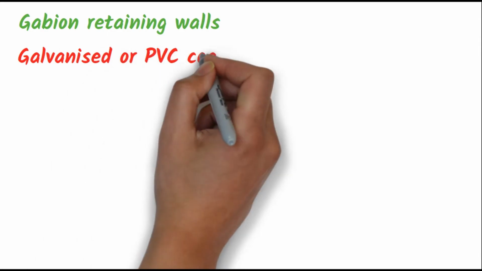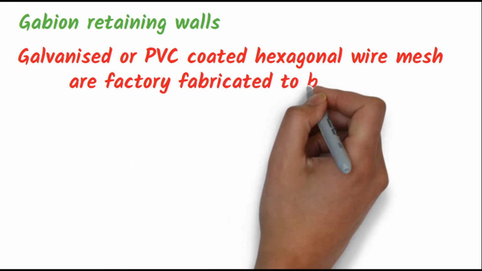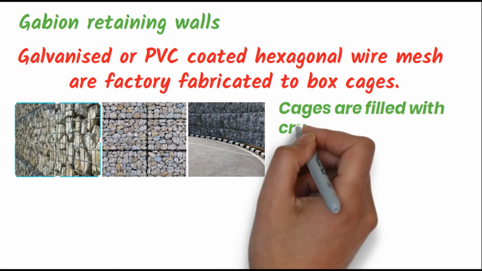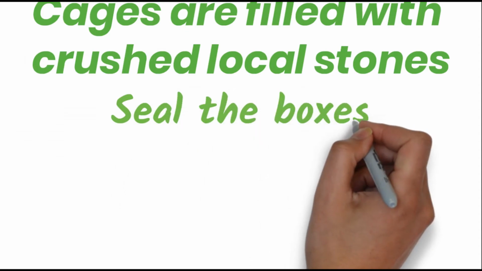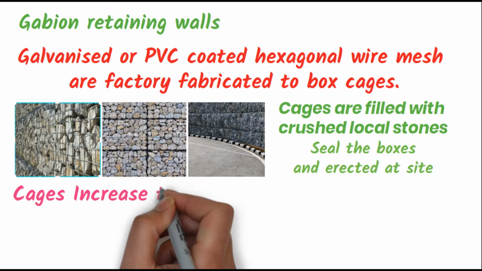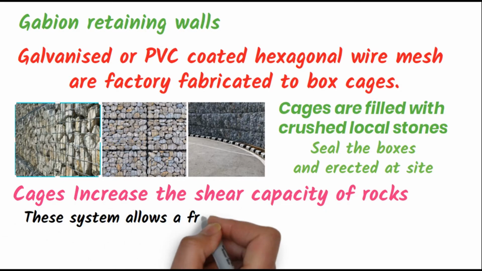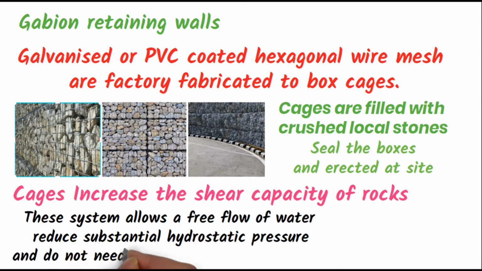Next is Gabion retaining wall system. It's a very common type of system that is used in hilly areas, and they use galvanized or PVC coated hexagonal wire mesh, and they are factory fabricated into box cages, and the cages are filled with crushed local stones. After filling the stones, the boxes are sealed and erected at site. The cages increase the shear capacity of the rocks, thereby they can take more loads, and this system allows a free flow of water, thereby reducing substantial hydrostatic pressure, and they do not need any heavy rigid foundations.